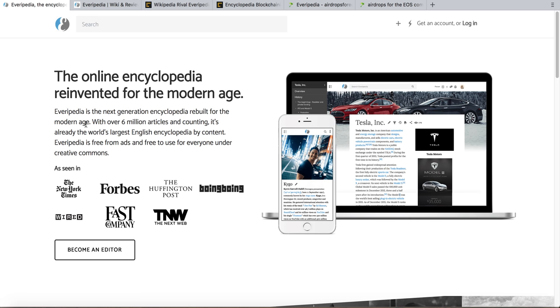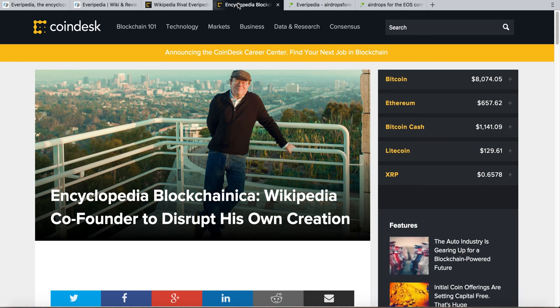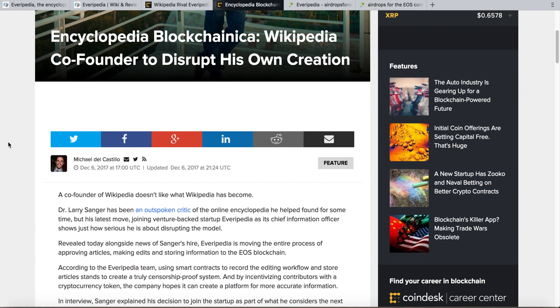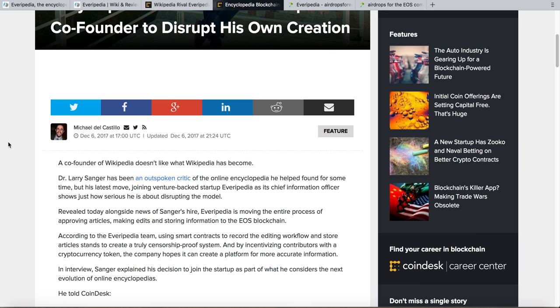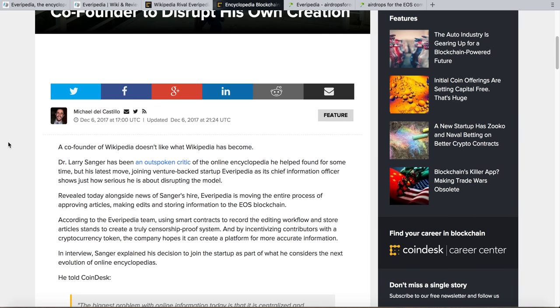So let's get back to Everipedia. Essentially, it's an online encyclopedia. It's just like Wikipedia. In fact, one of the co-founders of Wikipedia, Dr. Larry Sanger, joined Everipedia. He's not happy with the direction Wikipedia is going, because right now on Wikipedia we don't know who added content, and we don't know when they edited it. It's controlled by a handful of editors, so they can easily dictate what content can be written in Wikipedia. The system is more centralized. So he already joined Everipedia.